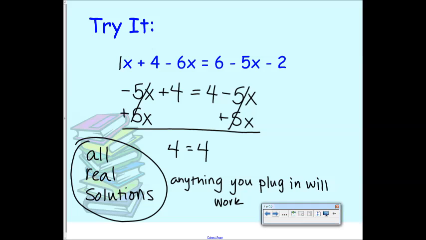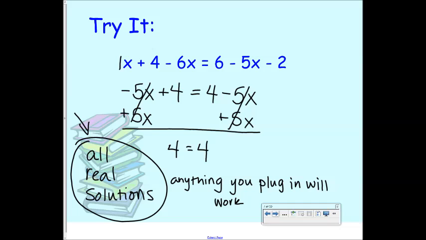Now, do you think this happens a lot or not very often? Not very often. It doesn't often work that you can plug in anything for x. So don't just start rampantly writing all reals on answers just because you think, I don't want to do the work for this, it's probably all reals. No, it's probably not. Okay? It doesn't happen that often, but when it does, this is the answer. Okay? 4 equals 4. If you get here, good. But you need to recognize what that means. That means your answer is actually all real numbers. So every single number would work here.